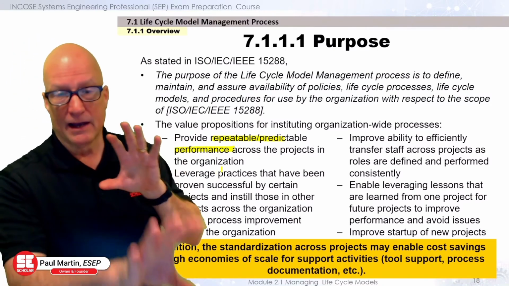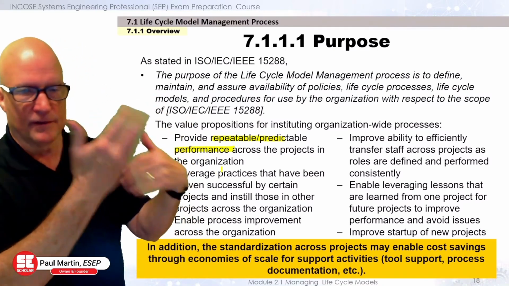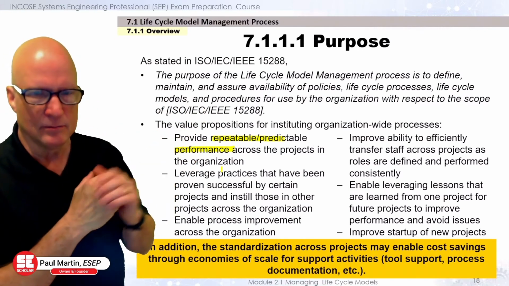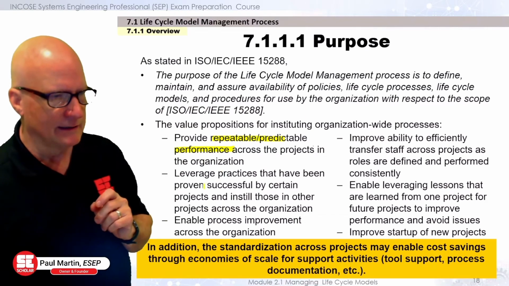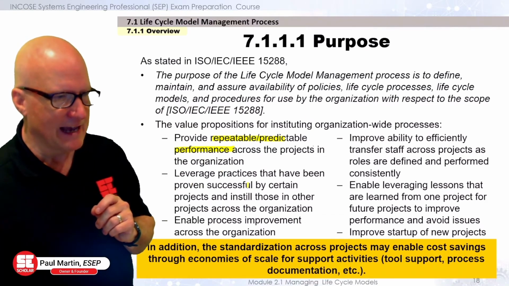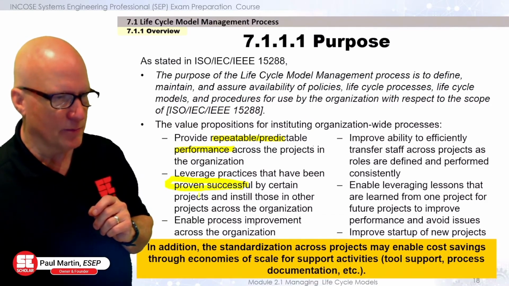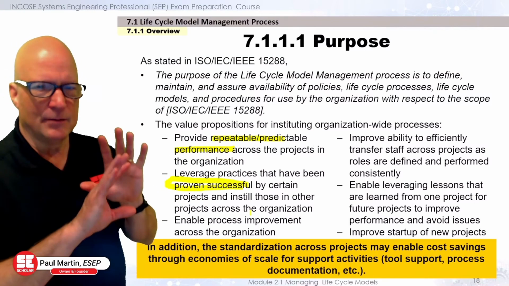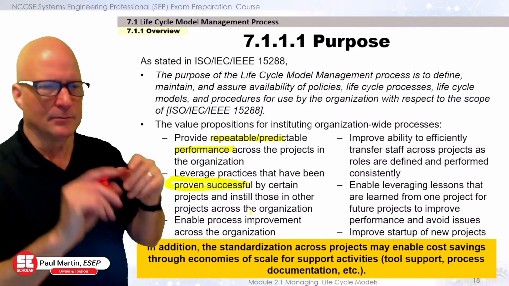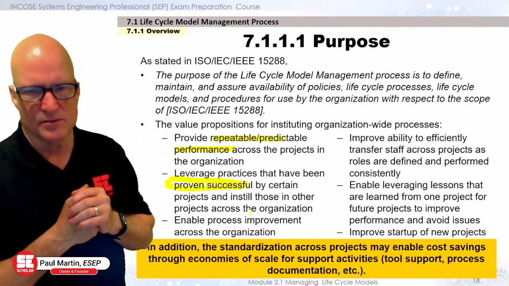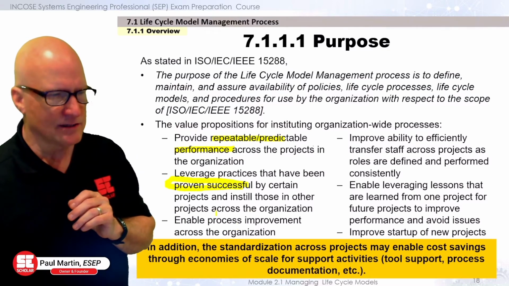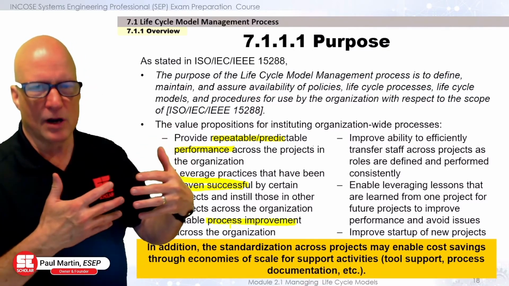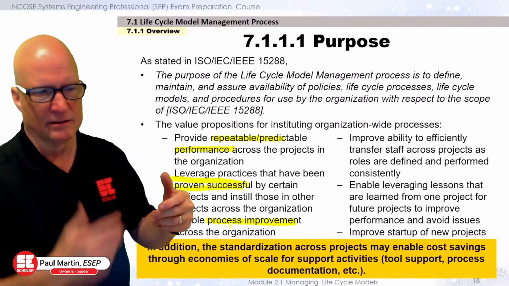Also, if in one of the projects they discover a new wing design, let's say, or something, well, you can take that wing design and take that proven success and install it in the other projects across the organization. So that improvement idea, like we figured out a better way to do configuration management, let's say, we can actually enable that process improvement, not only in that one project, but across the organization.